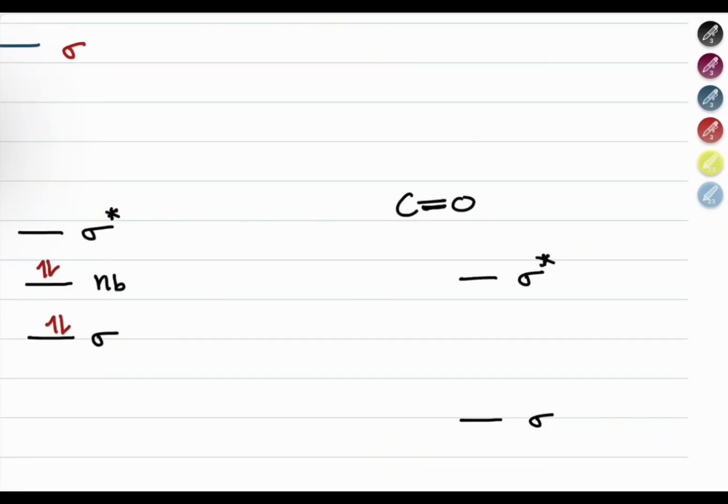And there is a pi bond between C and O. That means there is a pi orbital. If pi orbital is there, that means pi star is also there. And since there is oxygen, there will be lone pair on oxygen. So that means there is a non-bonding orbital also.